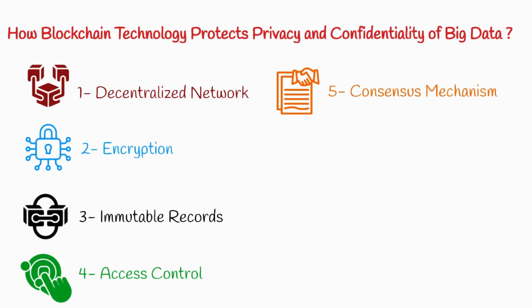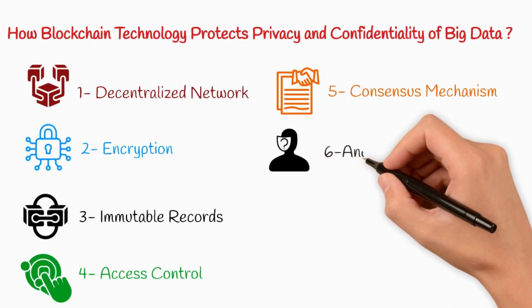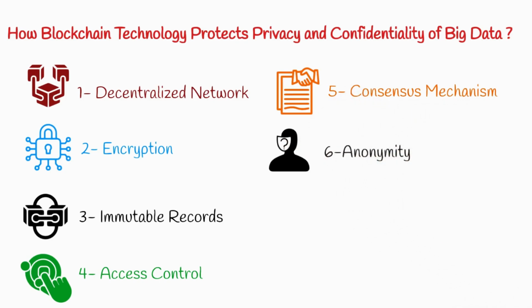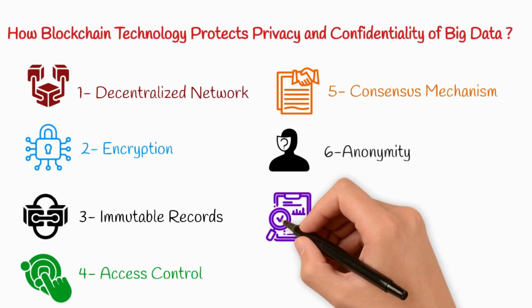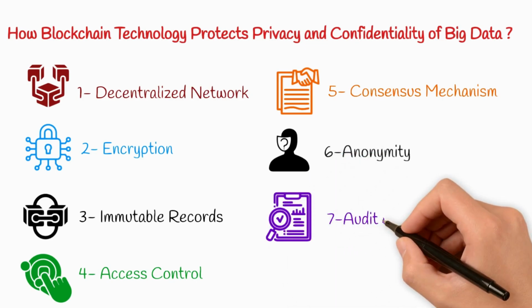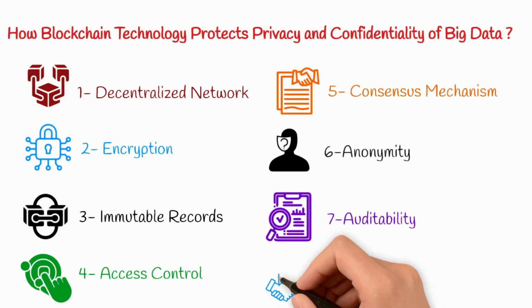Sixth, blockchain can anonymize data by using unique identifiers. Personal information is not directly exposed, protecting the identities of individuals in the data. Seventh, auditability is built into the system. Every transaction is recorded and time-stamped, creating a transparent and traceable history of data access and changes. This helps in detecting and investigating any unauthorized access.